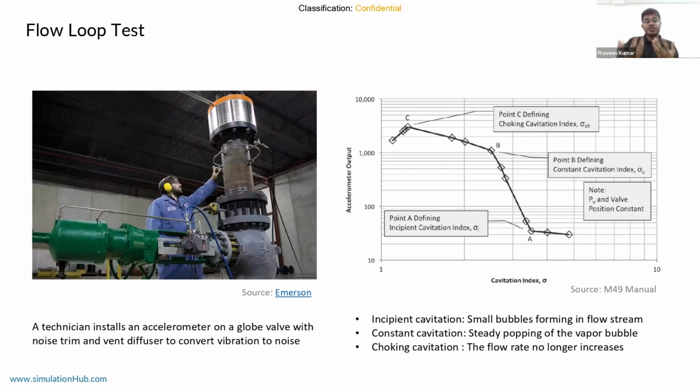So how do you measure cavitation in flow loop tests? They fit an accelerometer and calculate the cavitation with the help of noise and vibration. They fit the accelerometer and plot the cavitation index. So you can see the cavitation index in this graph versus the accelerometer output. You can see different regimes in this graph. This region indicates it's normal. The cavitation index is above 2. It's okay, normal operating conditions.